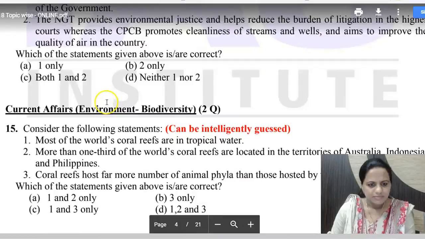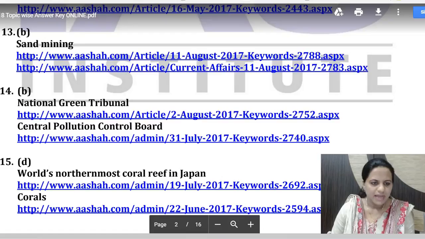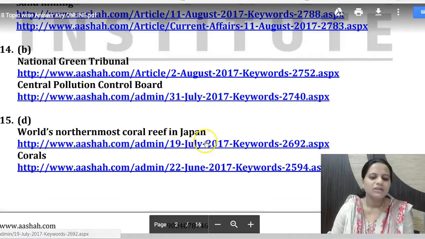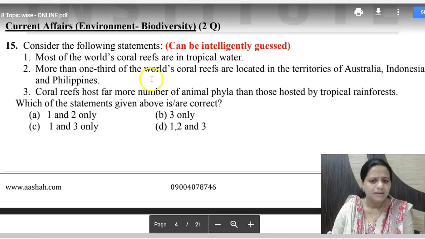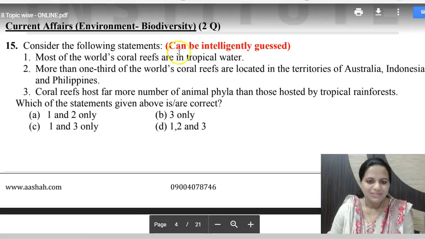Then next is, consider the following statements. Most of the world's coral reefs are in tropical waters. Second, more than one-third of the world's coral reefs are located in the territories of Australia, Indonesia, and the Philippines. Of course, coral reefs are majorly in tropical waters, because it had been in the news that the world's northernmost coral reef is in Japan. We have discussed this and corals quite often. The Great Barrier Reef and the coral bleaching taking place there has been quite often in the news. Of course, it's a huge coral reef down here. So these two statements are correct.